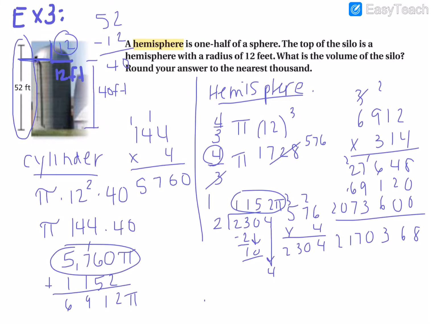Okay. Place value, just 2. So it should be about 21,703 and 68 feet cubed. Okay, and again, if you look at the book, it's different because they used the pi button all over the place. So this one is pretty significantly different.